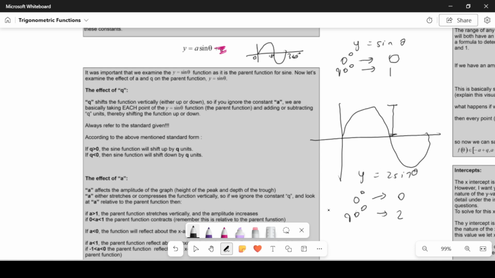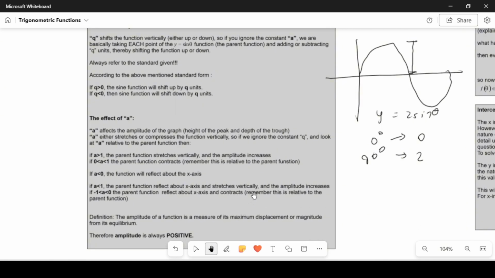But if it's a fraction value, like half, before it was 1, but if you multiply 1 by half, what do you get? Half. So it compresses the function. It makes it fatter. When we're stretching it, we're making it thinner and longer. Okay? If A is negative, then the function reflects about the x-axis.